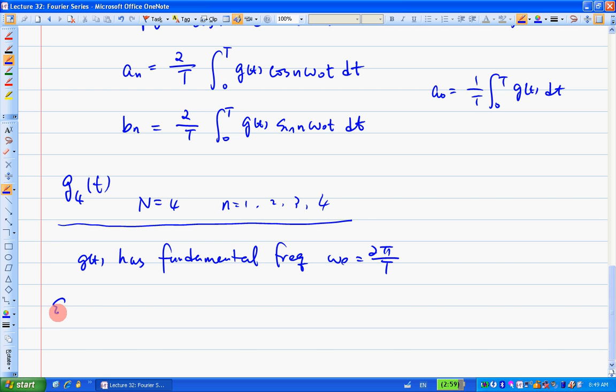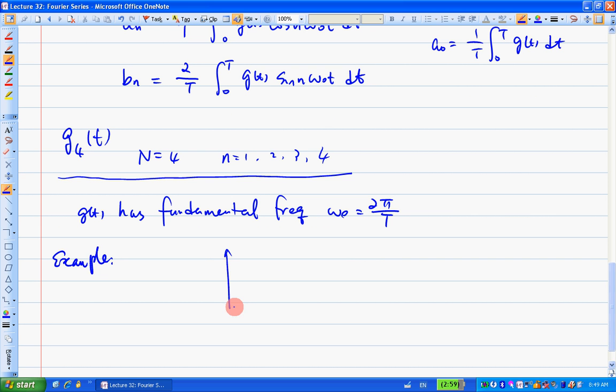Okay, let's take an example. Let's use a periodic function, which is this one here, for illustration.